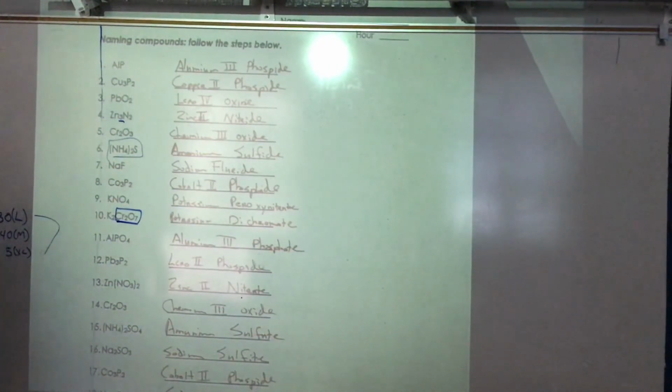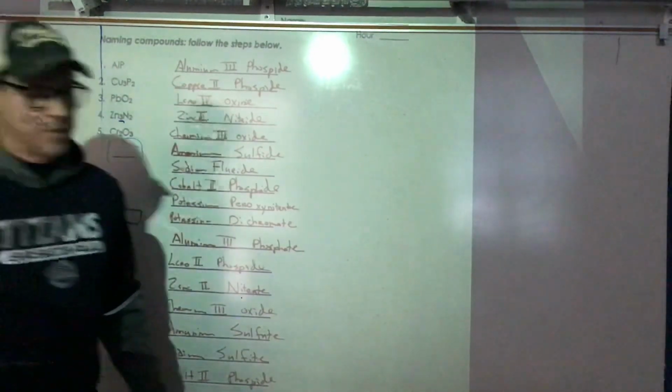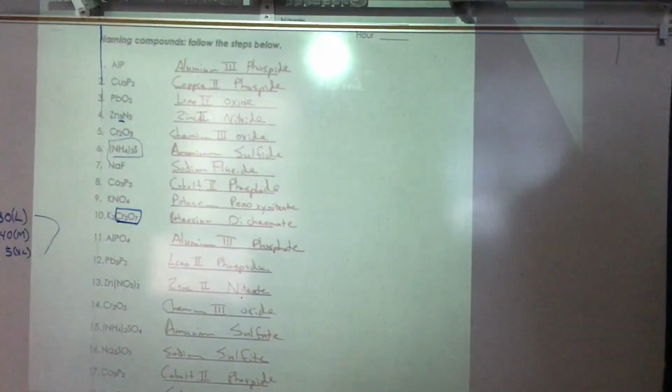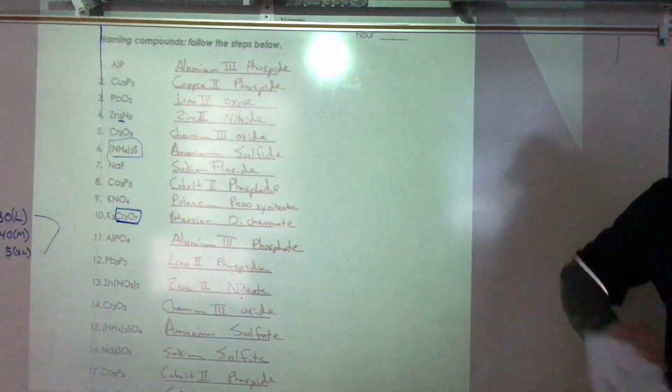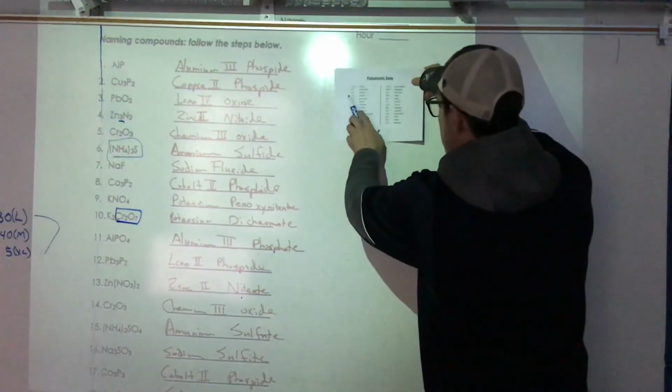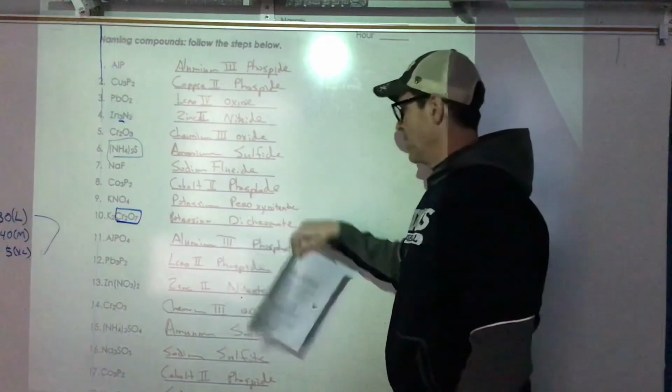They're here somewhere. Oh, where'd they go? Oh, shucks. Where'd they go? Oh, here it is. Remember your polyatomic ion sheet here? All right, you can always have, there it is, Cr2O7, dichromate. So I just wrote it in, okay?